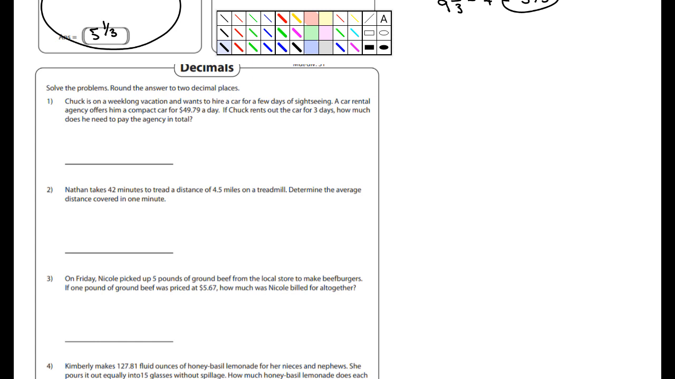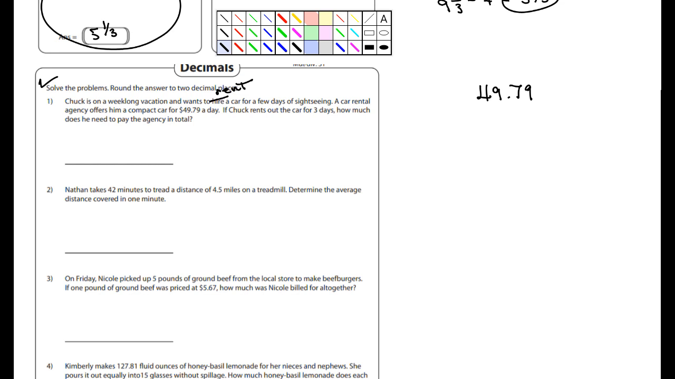It says Chuck is on a week-long vacation and wants to hire a car. That's kind of an odd way to put that. I would say rent a car. Rent a car for a few days of sightseeing. A car rental agency offers him a compact car for $49.79 a day. So I'm going to put that down here, $49.79. And it says if Chuck rents out the car for 3 days, how much does he need to pay the agency in total? Well, what do the directions say?